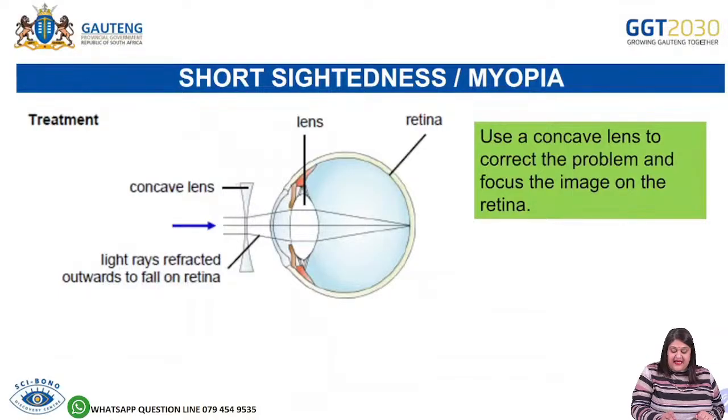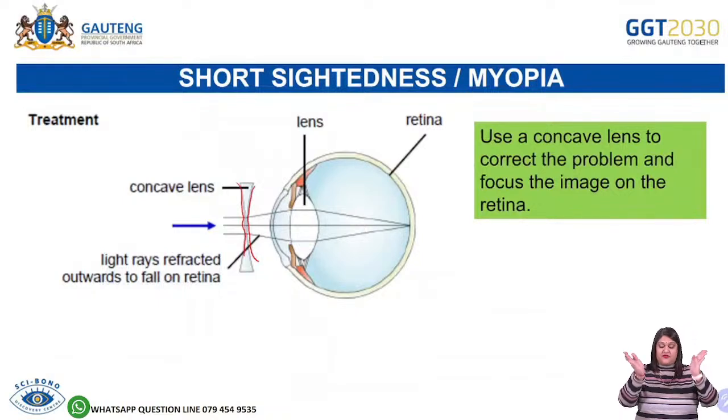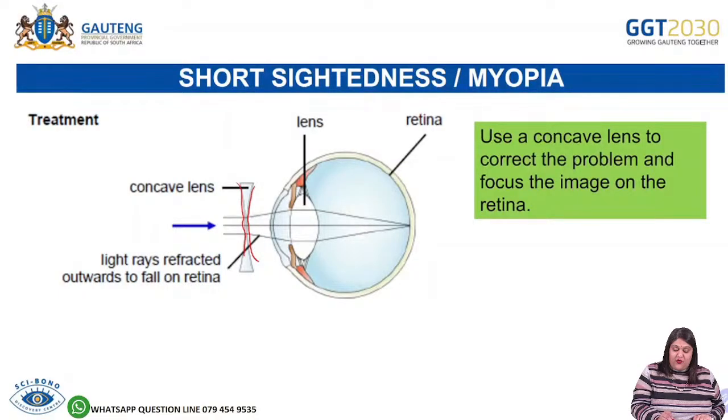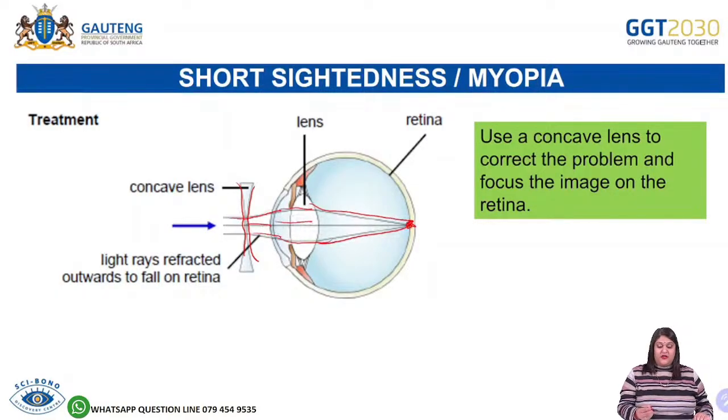So it has a concave lens. Can you see there it's concave? Okay, because now it's going this way. It's thinner on the inside and thicker on the outside. It's going to help the light rays to fall outwards. So you can see it's coming in through here. It's going to go this way, into the lens, and it's going to focus onto the retina. Okay, so short-sightedness, the treatment is a concave lens.